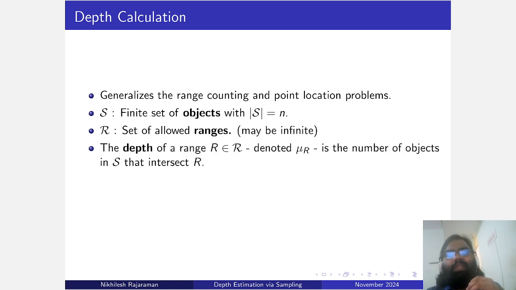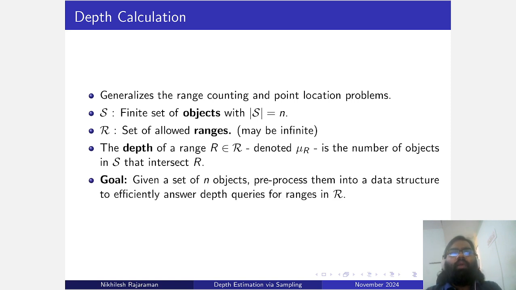Now for any range R, we're going to define the notion of its depth. So what does the depth mean? We'll denote the depth of a range R as mu subscript R. And this we'll define as the number of objects that intersect R. And since we said that the set of objects is finite, the depth is also always a finite number for any range.